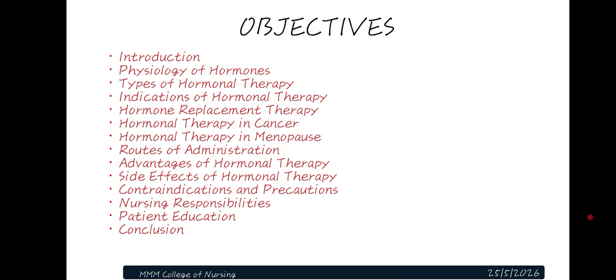So, the objectives are introduction, physiology of hormones, types of hormonal therapy, indications of hormonal therapy, hormone replacement therapy, hormonal therapy in cancer, hormonal therapy in menopause, and routes of administration, advantages of hormonal therapy, side effects of hormonal therapy, contraindication and precautions, nursing responsibility, patient education, and conclusion.